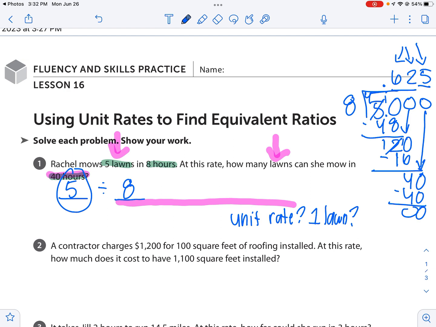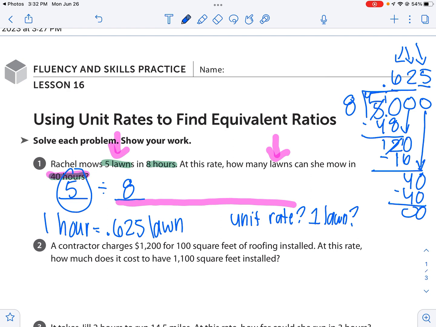Okay, so let's see. 0.625, so that means in 1 hour, she can do 0.625 of 1 lawn, right? And that's not my answer to my question. That was just the first step. I needed to figure out what was the unit rate, or how much lawn she could mow in 1 hour.